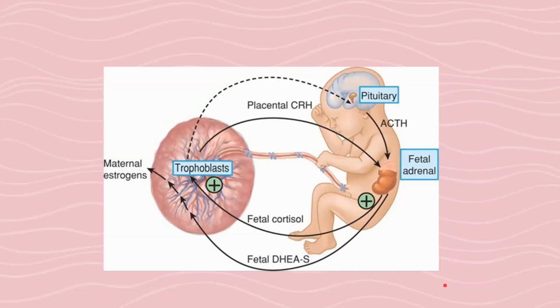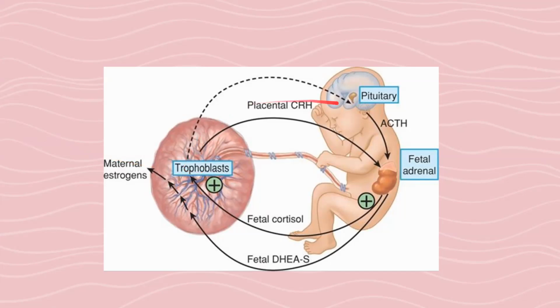The other thing to know is that it takes a while for the fetal HPA axis to develop. And initially, the placental CRH stimulates the adrenal glands, but the adrenal glands secrete androgens. And so you'll see that as DHEAS. And those androgens are then transformed into estrogen by the placenta. And then the estrogen goes into the maternal circulation and stimulates breast development and uterine blood flow.